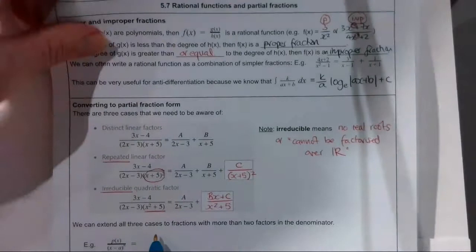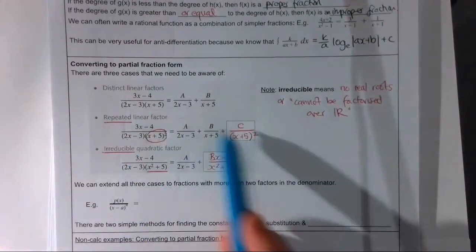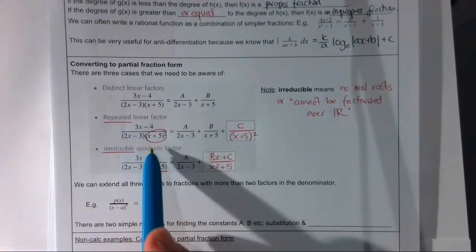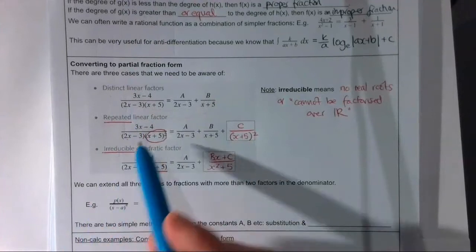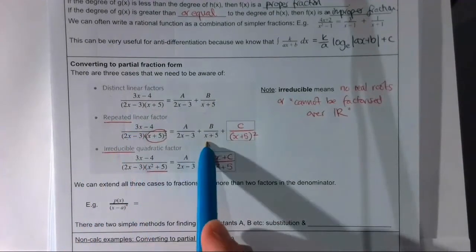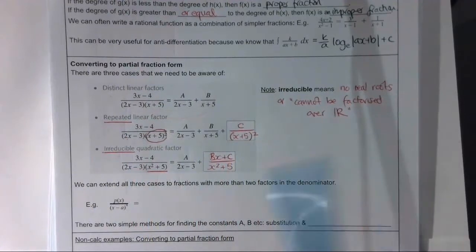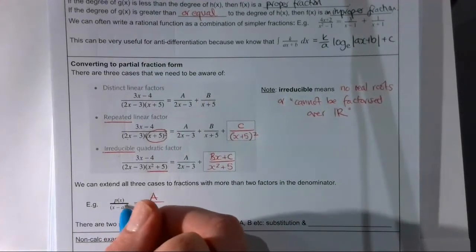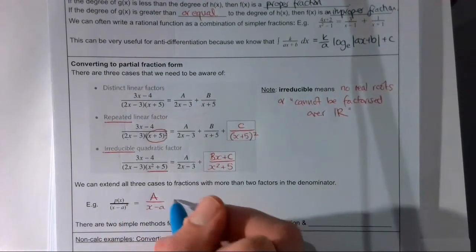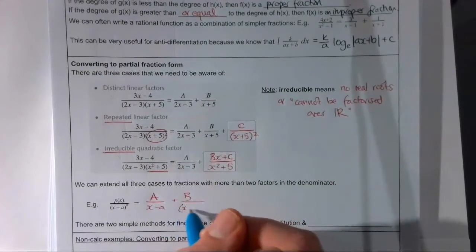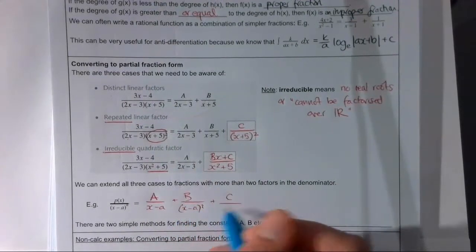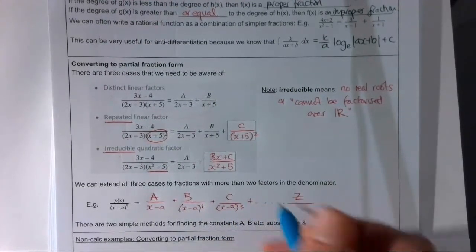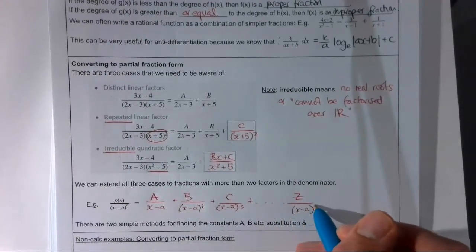And I guess just in this next box here, we can generalize this process, because if I have a repeated linear factor where it's not squared but cubed, or to the power 4 or the power 5, then we just need a fraction to go with each of the powers. So if I were to generalize this, if it's to the power n, you would have A over x minus a, then B over (x minus a) squared, then C over (x minus a) cubed, and you just keep going until you get to n, (x minus a) to the power n.